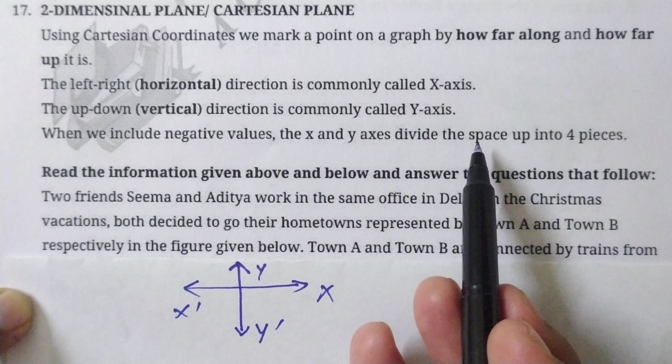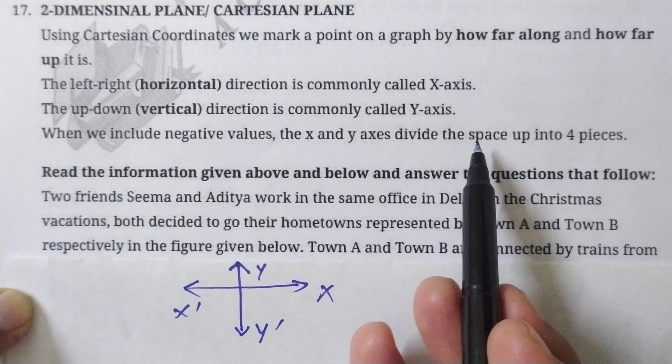So it is written that using Cartesian coordinates, we mark a point on the graph by how far along and how far up it is. So this is coordinate axis, or you can say Cartesian axis. X-axis and Y-axis are called coordinate axis, or you can say Cartesian axis also. The left right horizontal direction is commonly called x-axis. This is left side and right side, and this is horizontal direction, and this is called x-axis. The up and down vertical direction is called y-axis, right?